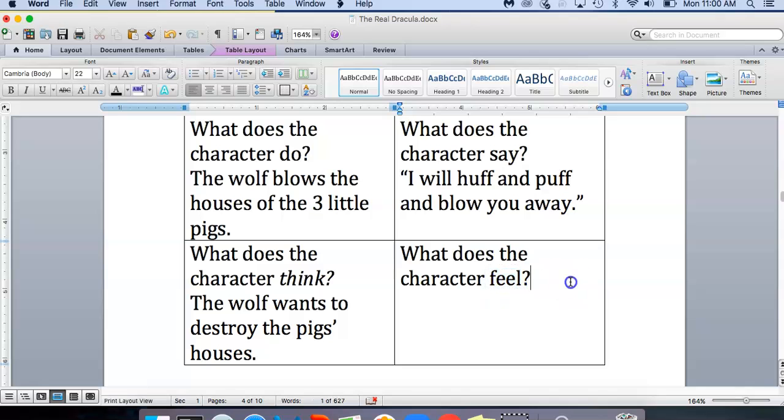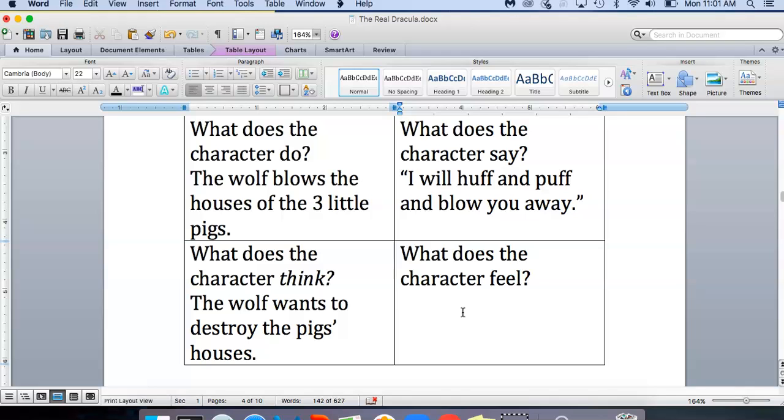This one we can infer or make an educated guess. Because in the story it doesn't really talk about the wolf's feelings, but we can make an inference. Based on what we know, we can make an educated guess. That's what an inference is. So if the wolf is trying to blow the houses of the three little pigs and he wants to destroy the pigs' houses, what do you think he feels?